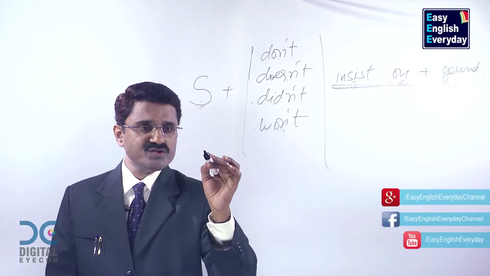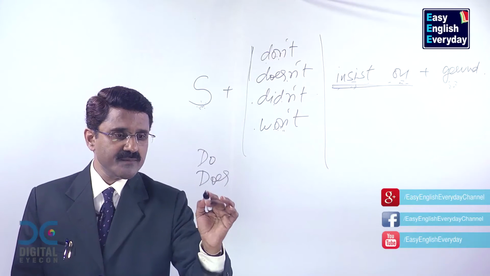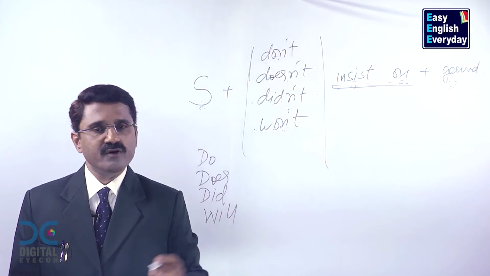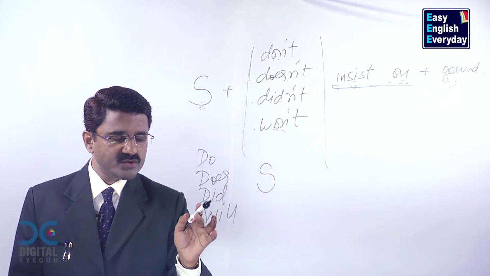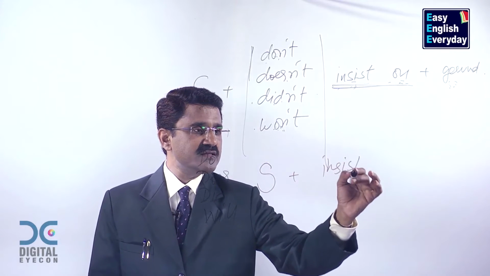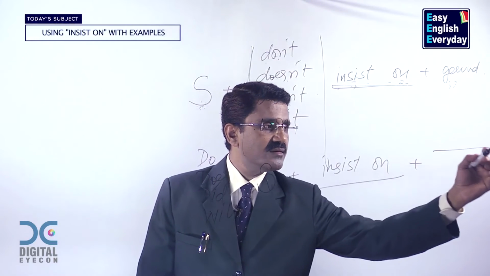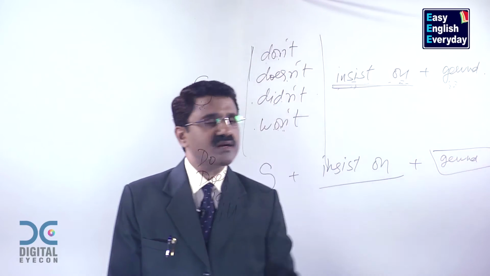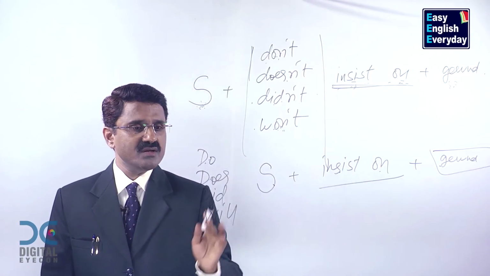Now what about the question forms? Do, does for present tense, did for past tense, and will for future tense. Then comes the suitable subject according to these verbs. Then our friend insist on comes here. Then our good old friend gerund. Question mark. Do you insist on paying in cash?